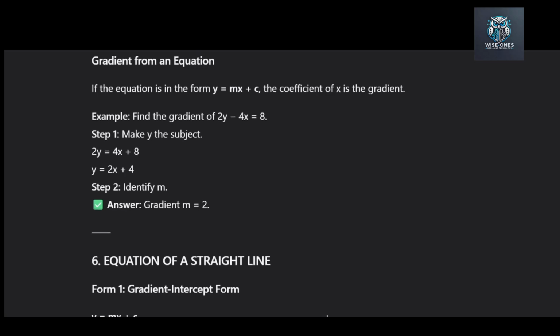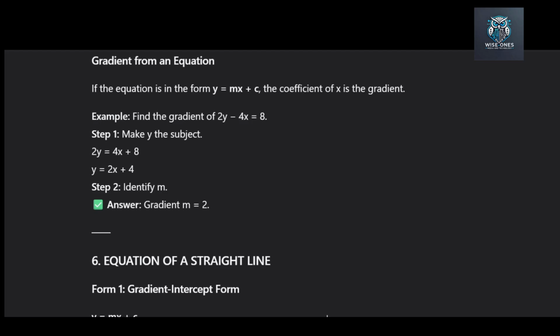We need y alone. Step 1. Make y the subject. Add 4x to both sides. 2y equals 4x plus 8. Now divide everything by 2. y equals 2x plus 4. Step 2. Identify m. The number in front of x is 2. The answer is gradient m equals 2. Always rearrange to y equals mx plus c first if you are not sure.